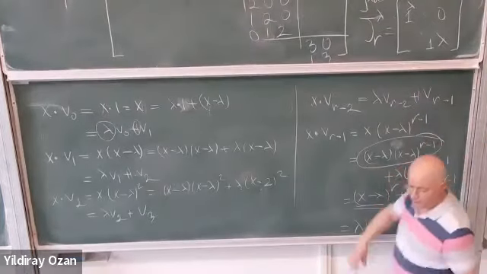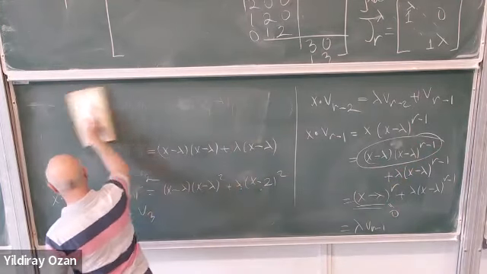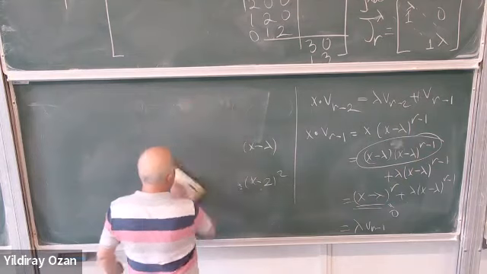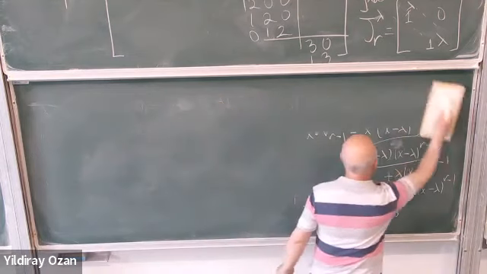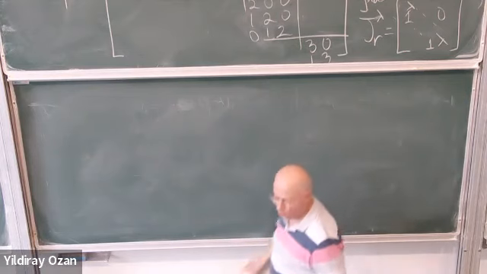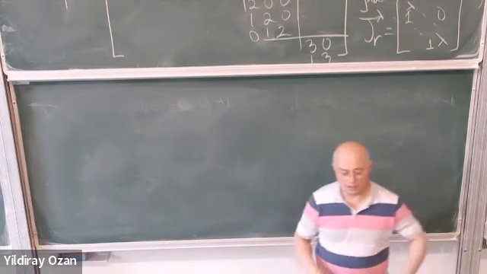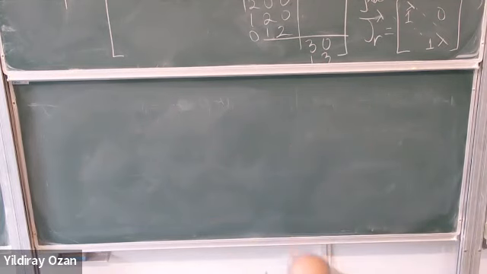Now, let me do one example. A concrete example where we find these Jordan blocks explicitly, writing down bases and so on. Okay.